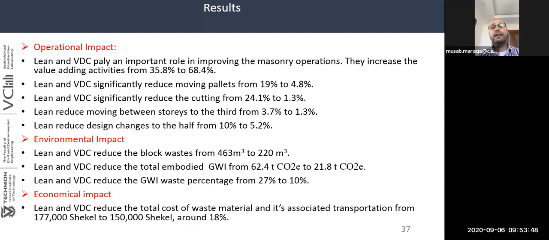Also, the results show that even if lean is implemented alone without BIM, it reduced the design changes from 10% to 5.2%. For the environmental impact, the results show that lean and VDC reduced the block waste from 463 cubic meters to 220 cubic meters. It reduced the total inputted global warming intensity from 62.4 tons CO2 equivalent to 21.8. Also, it reduced the global warming intensity from 27% to 10%, which is about a third. In terms of economic impact, we can see that lean and VDC made an improvement, saving around 18% of the costs.